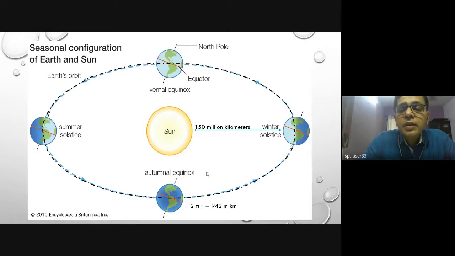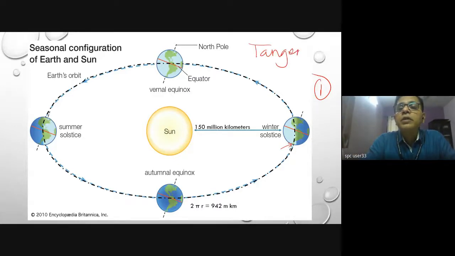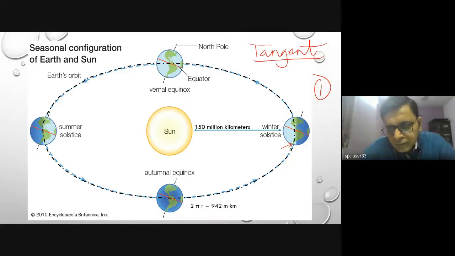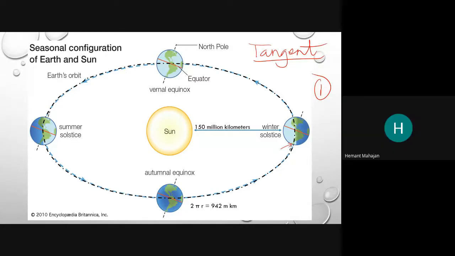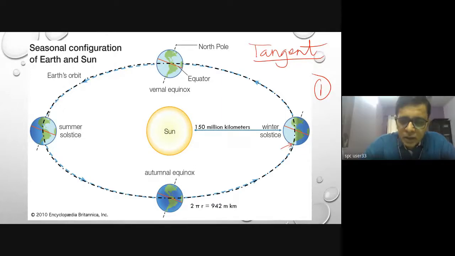Okay. Now you'll see that this position 1 is the winter solstice. What is happening? The south pole is facing the sun. Now, if I want to draw a perpendicular, or rather, I want to draw a tangent. All of you are science students, so you know what a tangent is. Can anybody tell me what a tangent is? The line which meets a circle at only one point. Yes, the line which touches the circumference and passes through a single point is called the tangent, right?